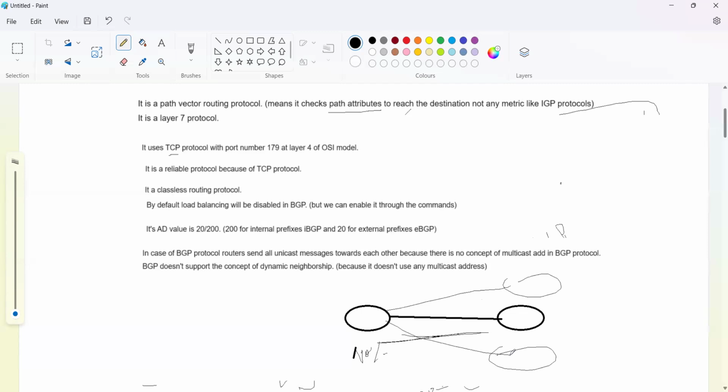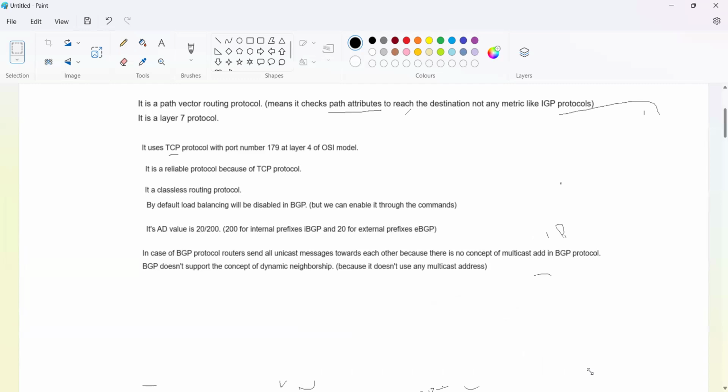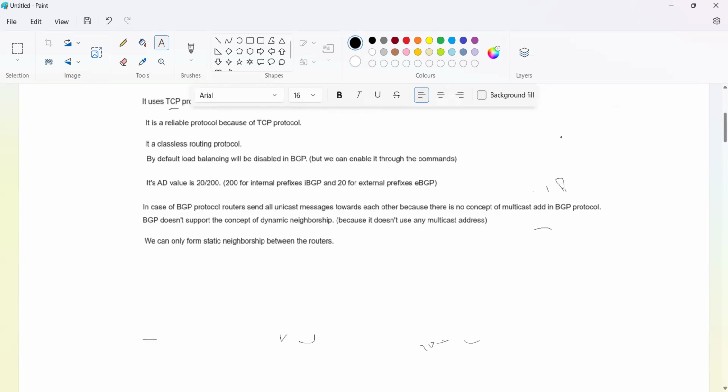But in BGP, we have to tell manually: your neighbor is R2, your neighbor is R3, and your neighbor is R4. We have to enable it statically. I'll show you in the lab, but we have to enable it statically. It will not support dynamic neighborship. If someone asks you whether dynamic neighborship will form in BGP, the answer is no. We have to create it manually, by entering the IP address. I'll show you in the lab with some commands. Don't worry. We can only form static neighborship between the routers.